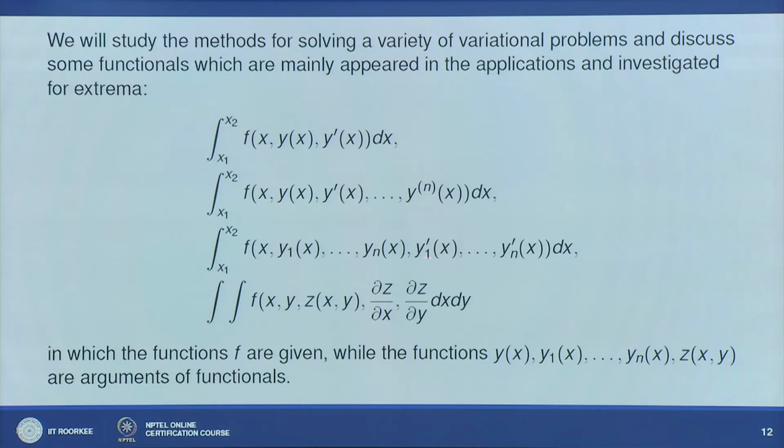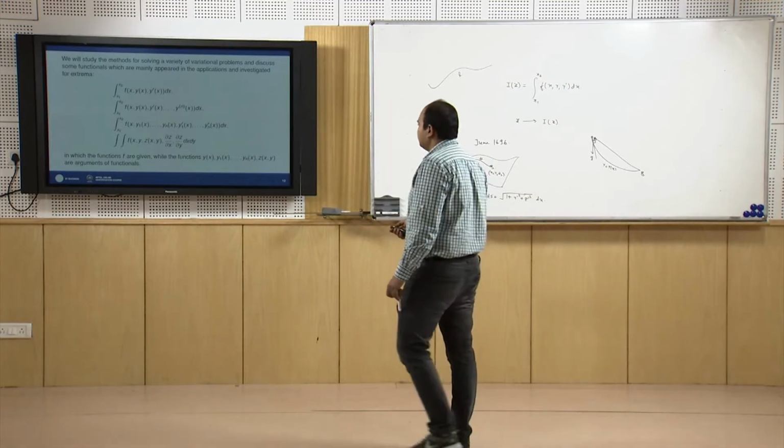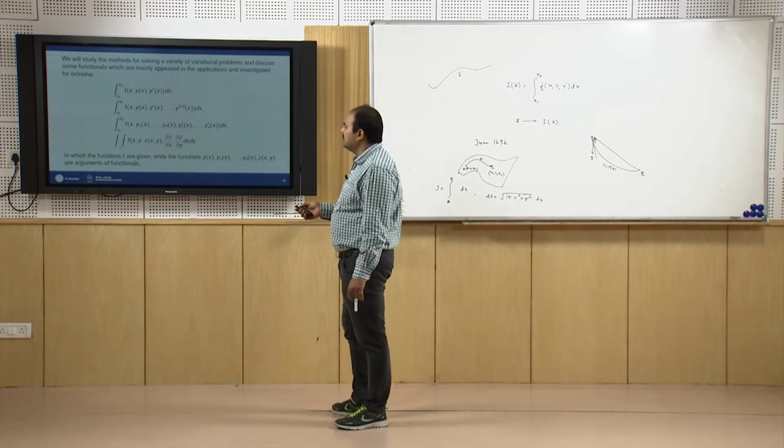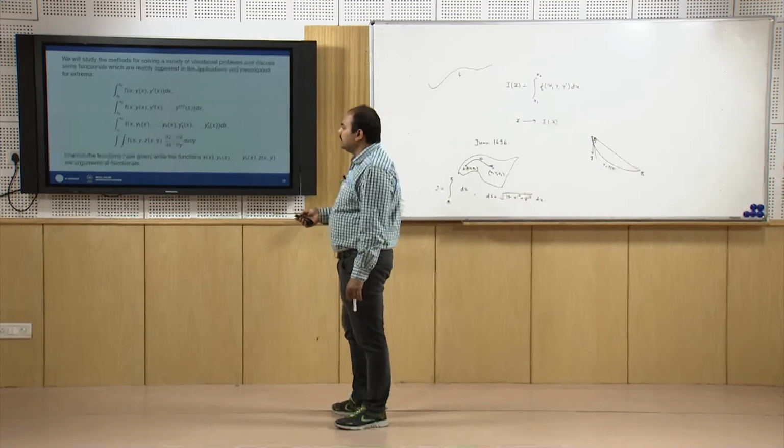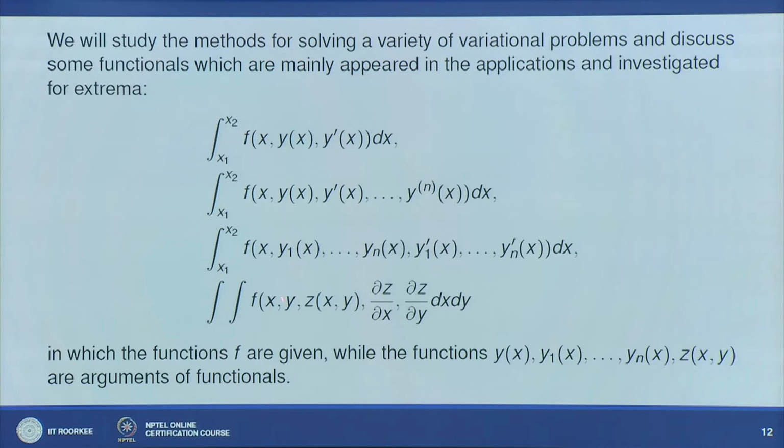So here this is the functional depending on several functions, and we can further generalize it, in which this single integral is replaced by multiple integrals. So here your argument is a function of more than one independent variable, say z of x, y, where z is a function of x and y. So you can define the functional as the double integral of f of x, y, z of x, y, and its partial derivatives with respect to x and y, dx dy.